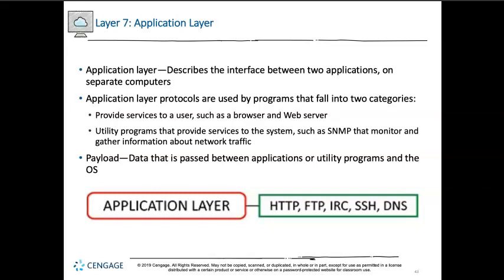So we start at the top and we're going to start with the application layer. Well, the application layer is basically whatever is at the very top, and it's usually what the user sees. In this case, it's described by two applications on separate computers. We're talking about separate computers because, of course, we're talking about the OSI model, and this is for communication. So for communication, you need at least two, right?